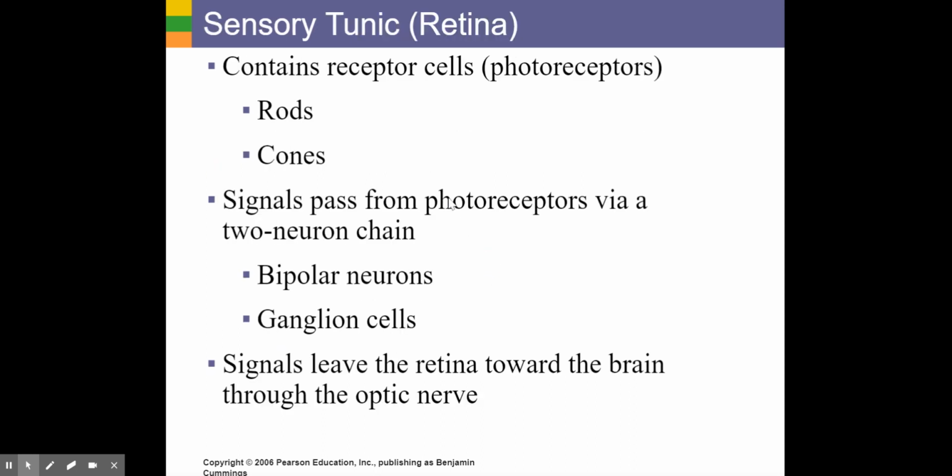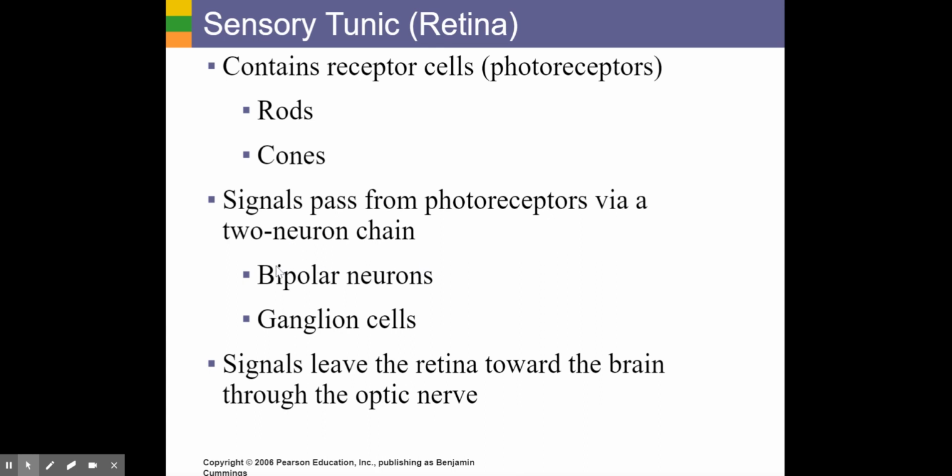All right. The last portion then is the sensory tunic. That's your retina. The retina itself contains two photoreceptors. One of them is called the rods. The other one is called cones. We'll talk about those two here in just a second. They actually produce a signal that is transmitted to the neurons in the brain.